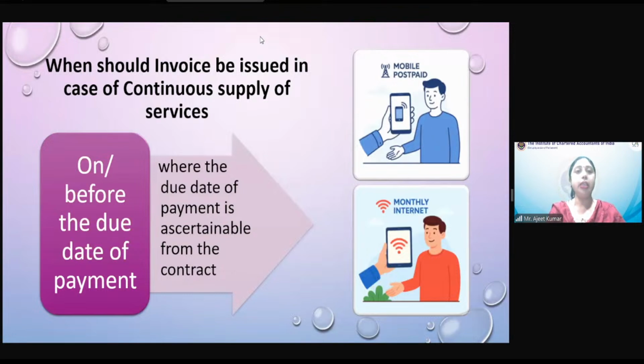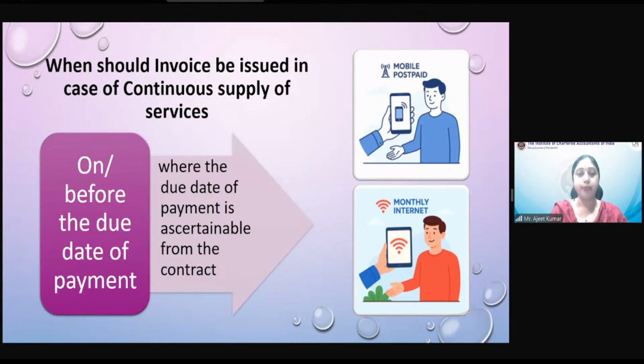First, where the invoice was to be issued, where the due date of payment is ascertainable. Like in our case, in the case of the HAM contract, we know there are 2 cases. Either your payment is made after a specified date, or your payment is made on the completion of an event. So where the due date of payment is ascertainable, then the invoice has to be issued on or before the due date of payment.